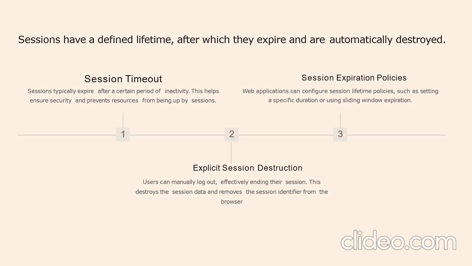Session timeout. Sessions typically expire after a certain period of inactivity. This helps ensure security and prevents resources from being used up by sessions. Explicit session destruction. Users can manually log out, effectively ending their session. This destroys the session data and removes the session identifier from the browser. Session expiration policies. Web applications can configure session lifetime policies, such as setting a specific duration or using sliding window expiration.